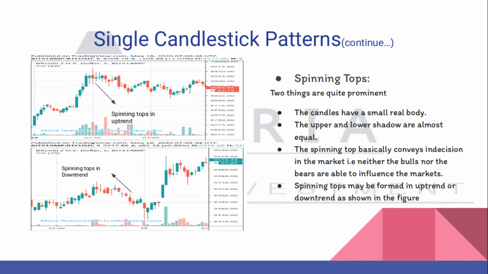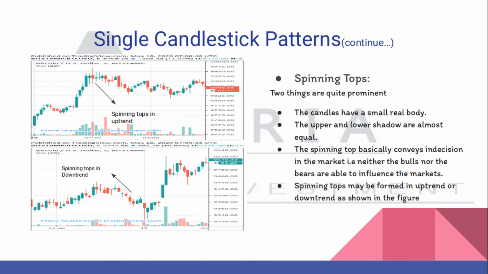So, spinning tops may be formed in an uptrend or downtrend as shown in the figure. A spinning top at the bottom end of the rally indicates that either the bears are taking a pause before they can resume the downtrend further, or the bulls are preparing to break the trend and take the markets higher. In either case, the trader's stance has to be cautious. If the trader's intent is to buy, he is better off buying only half the quantity and he should wait for the markets to make the move.